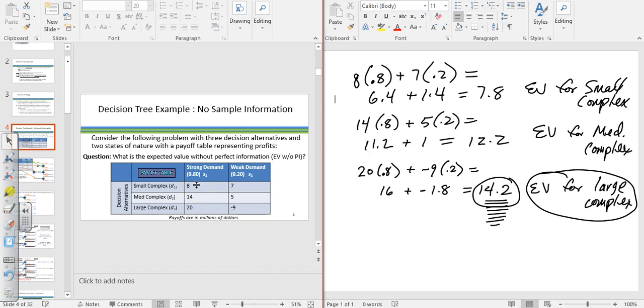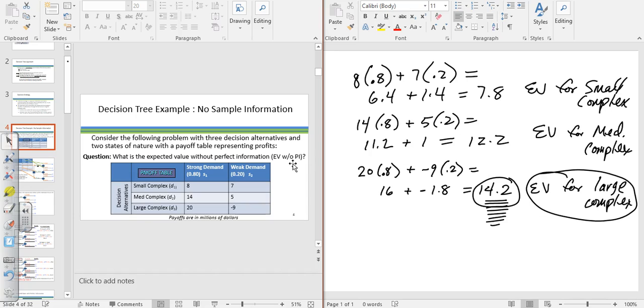So remember with the table, when we did expected value without perfect information, what we just did over here, we took the decision alternative, went left to right and said, okay, 8 times 0.8 plus 7 times 0.2, and we got an expected value. That was without perfect information, because we just chose the decision and went with it.